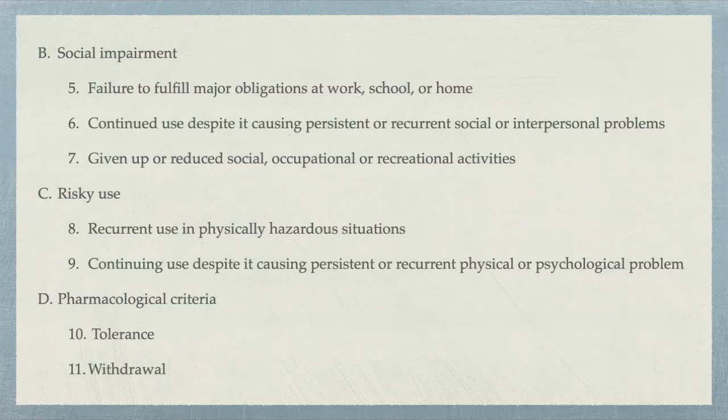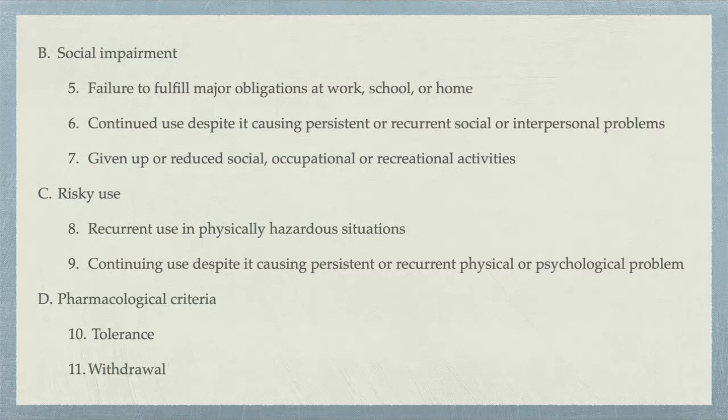The second group is social impairment. Recurrent substance use may result in a failure to fulfill major role obligations at work, school, or home, which is criterion 5. Criterion 6, the individual may continue substance use despite persistent or recurrent social or interpersonal problems caused or exacerbated by the effects of the substance. And 7, important social, occupational, or recreational activities may be given up or reduced because of the substance use.